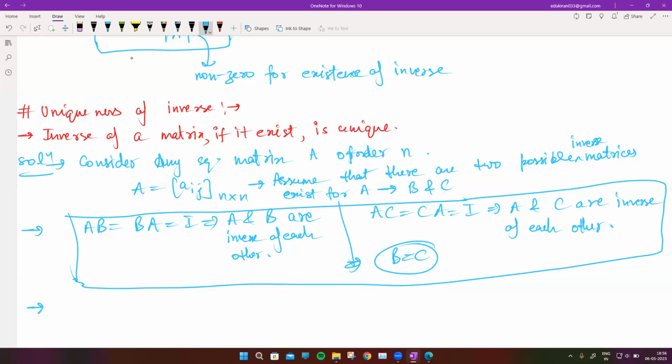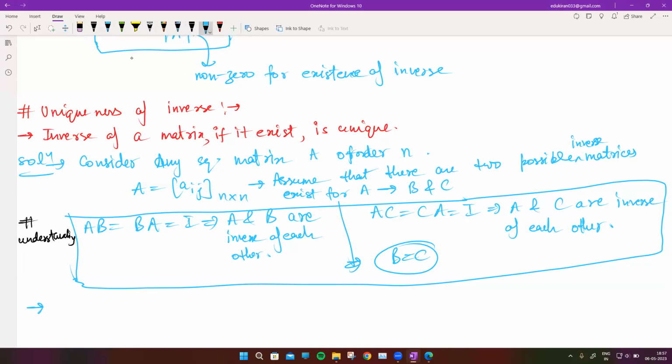So we are assuming that there are two inverse matrices possible for our matrix A. And we have to show that if there are two possible inverse matrices for A, then they have to be equal. That is, B is equal to C. This is just for your understanding.